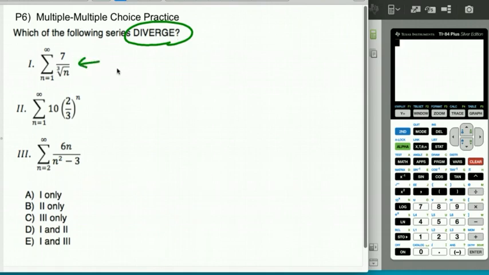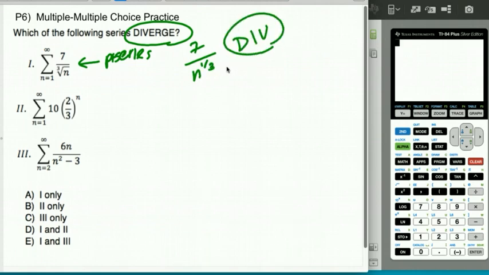I look at this and I'm like, oh, hey, this is a P series. P series are pretty easy. This is 7 over n to the 1/3. That diverges for sure because p is 1/3. So right away, I know that my answer should involve a 1. I cross off any answer that doesn't have a 1.